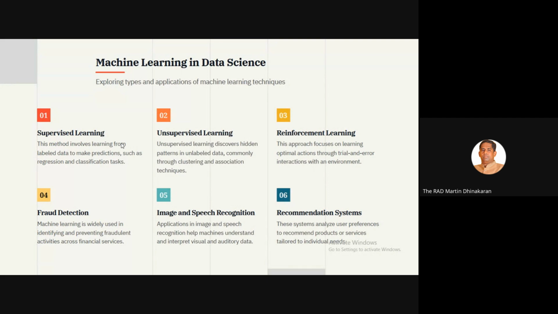Next is image and speech recognition. This helps the machine to understand and interpret visual and also auditory data. As I already said, there is auditory data, visual data, and video, and the combination of visual and auditory is called video data. This image and speech recognition is applicable where people dupe other people, like when they call from banks or from other external agencies, as if they are going to help you, but they are going to dupe you and cheat you.